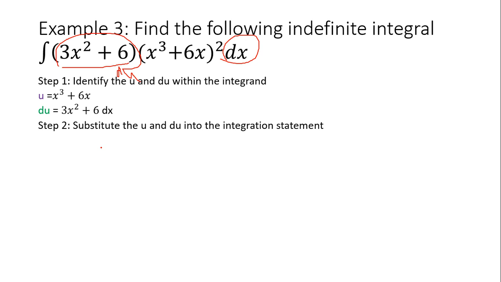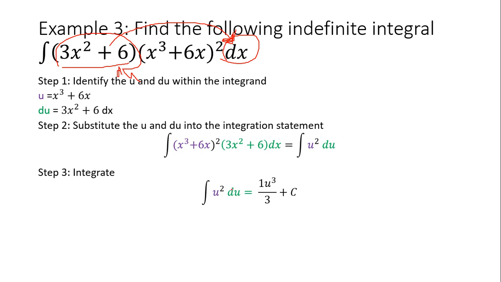Now we're going to substitute this into the integration statement. I moved my derivative piece over to be next to the dx, so that way it's a little easier for me to see my substitution. So I have x cubed plus 6x, squared, and then 3x squared plus 6 dx. This is my du statement, highlighted in green. And then this is my u statement, highlighted in purple.